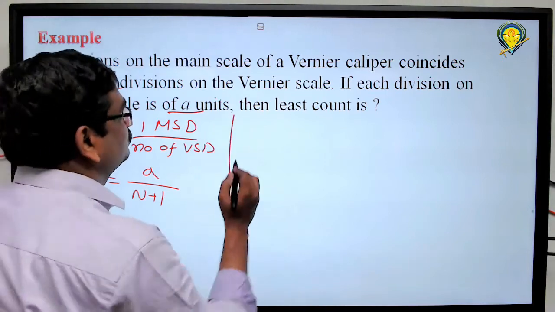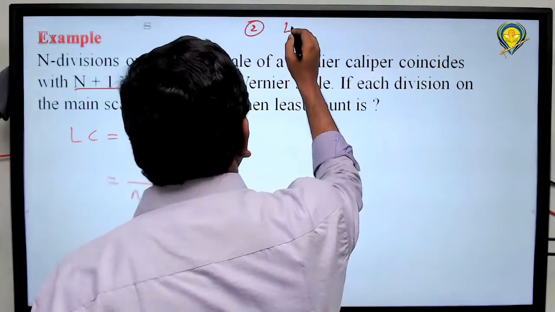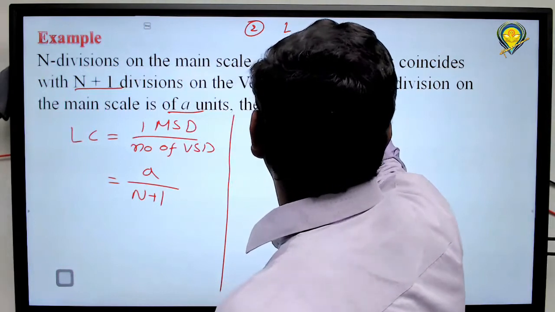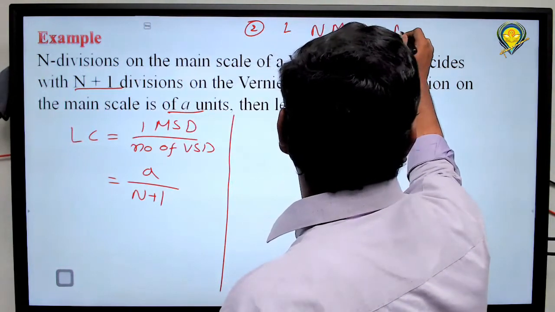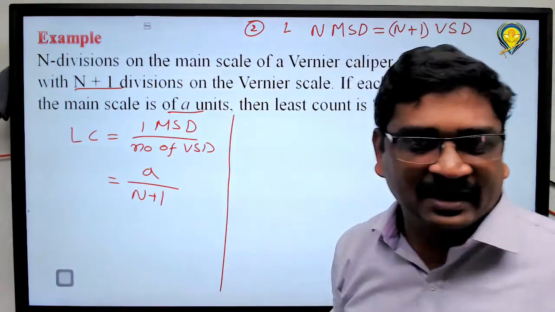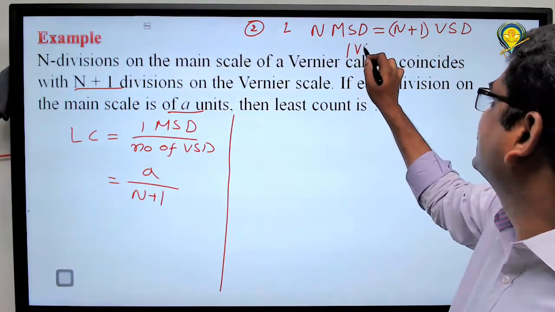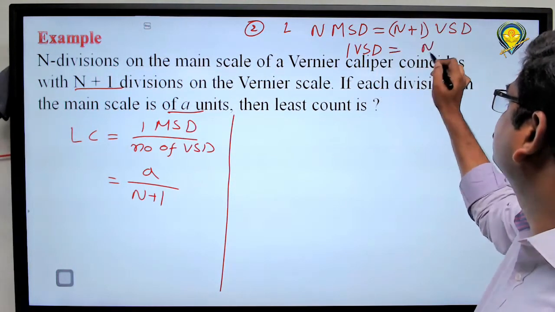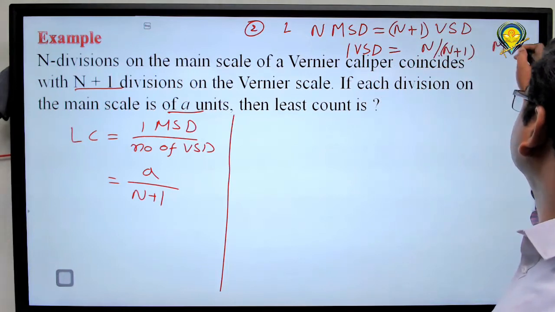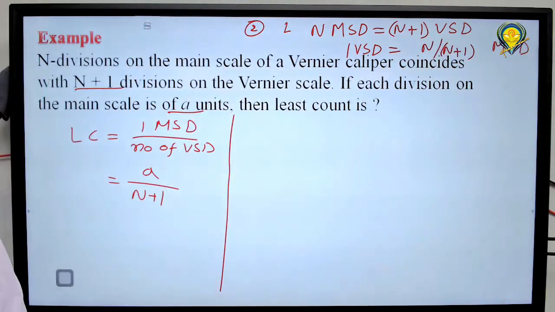Method 2. What is the least count formula? So here n main scale divisions coincide with n plus 1 vernier scale divisions. This is the given data. Is it correct or not? Now rearrange this for one vernier scale division. One vernier scale division is equal to n by n plus 1 main scale divisions.